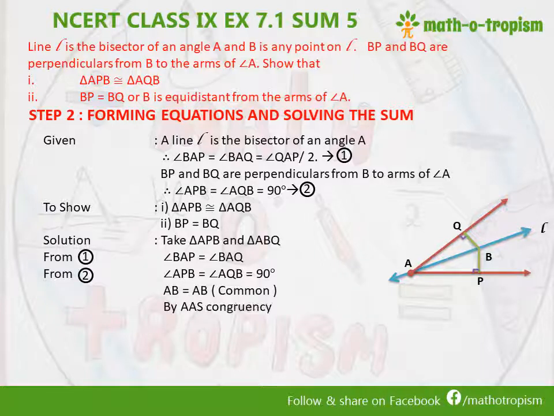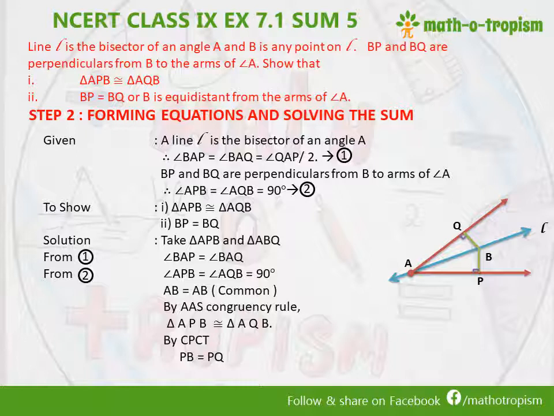So as a result, by AAS congruency rule, triangle APB is congruent to triangle AQB, and by CPCT, that is the corresponding parts of congruent triangles, we have BP is equal to BQ, that is B is equidistant from the arms of angle A, thus shown.